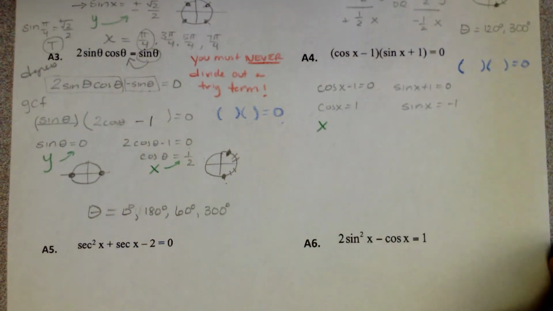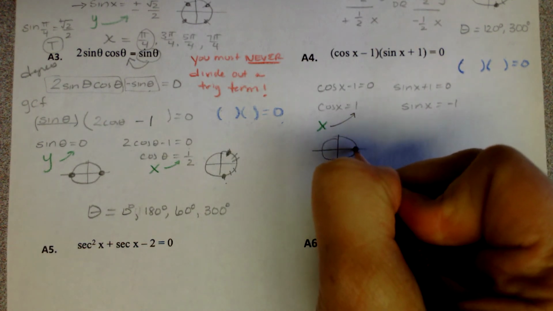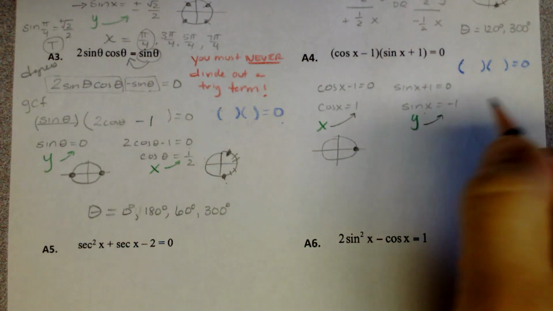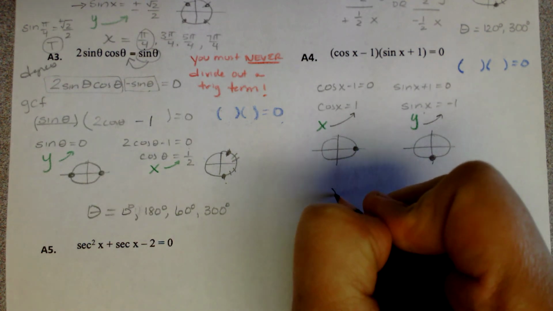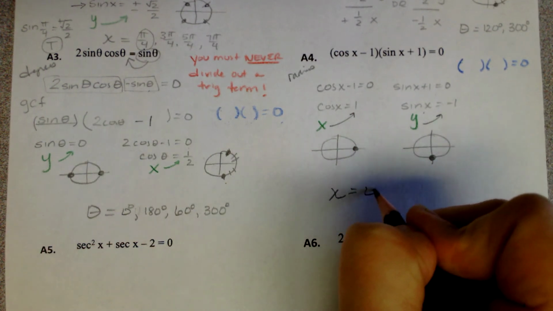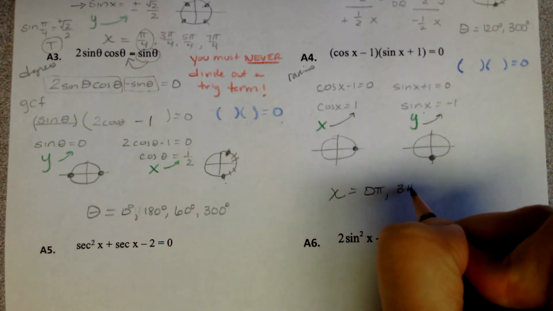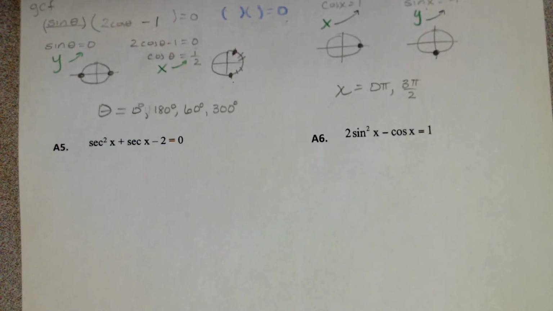Where does the x value give me 1? Well, that's going to occur here. And where does the y value give me -1? That's going to be down here at the bottom. So when I go to solve for x, which again is going to be in radians, I'm going to get 0 or 2 pi. The answer it should never be is 3 pi over 2. Moving to the bottom.